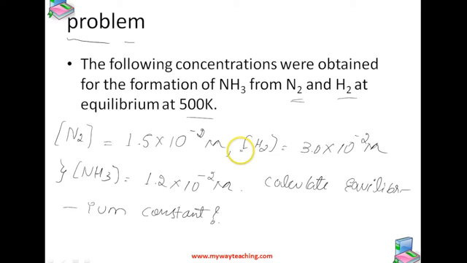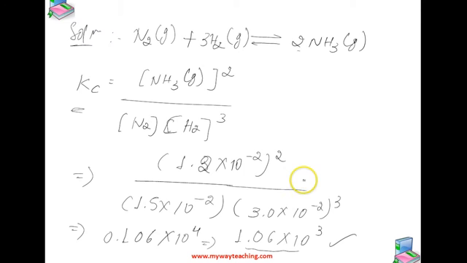Nothing more is there in this problem. They have given the values and they are asking to find out the value of Kc. What is Kc? It is product by reactants, and we raise each to the power of its coefficient when writing the equilibrium constant. Okay, this is the problem.